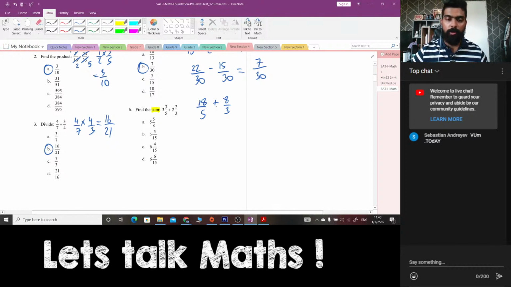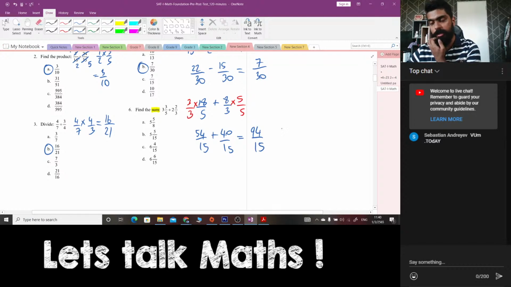Now what we're going to do is make sure the denominators are equal. So in this case, our LCM will be 15. So this is multiplied by 3 over 3, and this is multiplied by 5 over 5. Right guys? So what do we have? 3 times 18 is going to give us 54 over 15, plus, what do we have? 8 times 5 is 40 over 15, which is equal to 94 over 15.